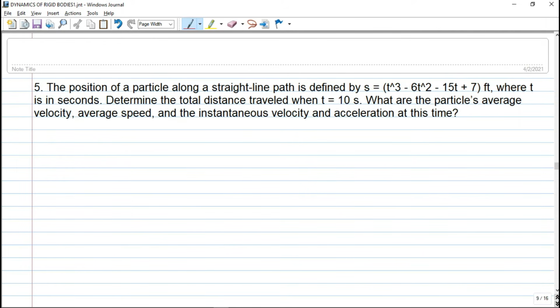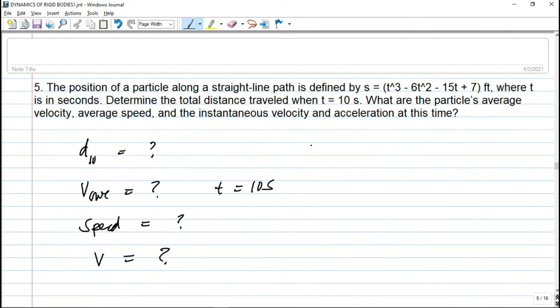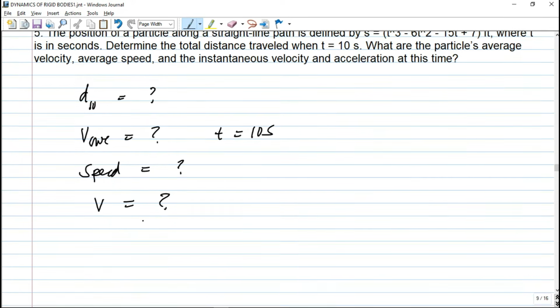Okay, so we have: what is the total distance, the distance at time 10 seconds? What is the average velocity at time 10 seconds? And what is the speed of the object? What is the instantaneous velocity at time 10 seconds? And what is the instantaneous acceleration at time 10 seconds?